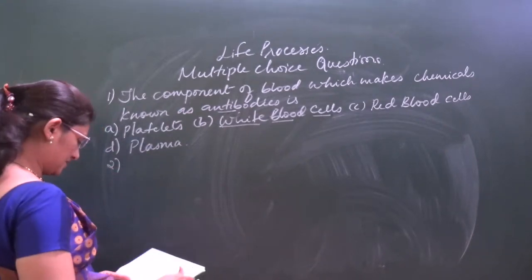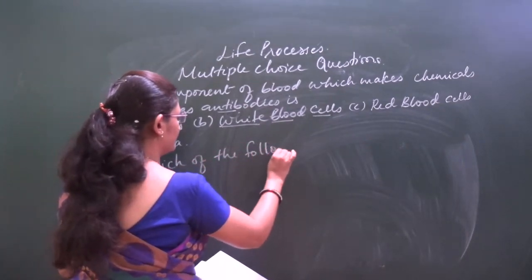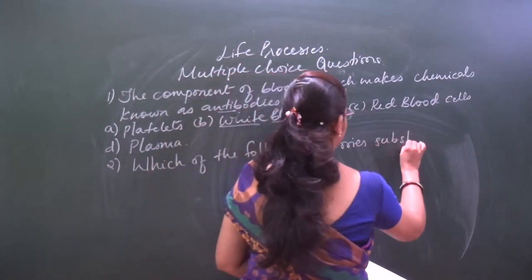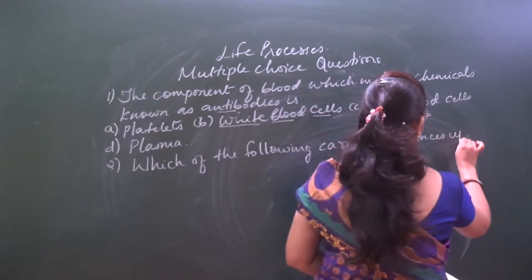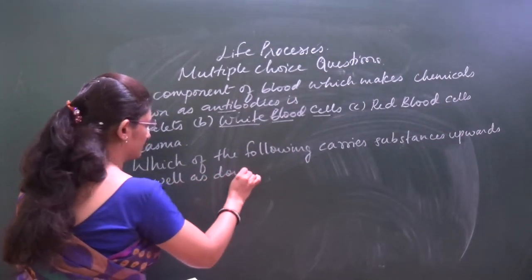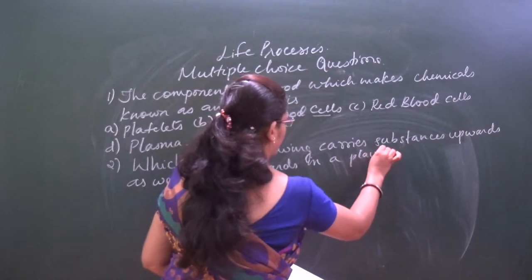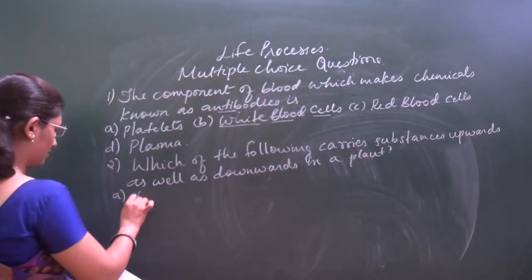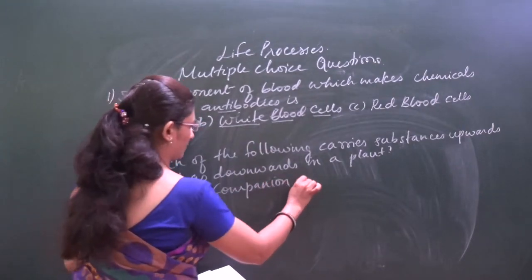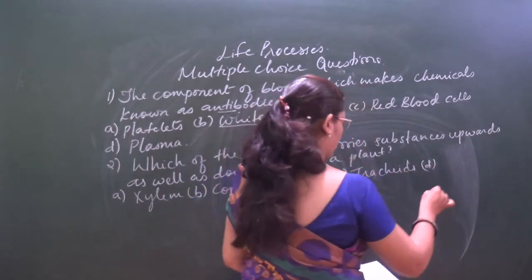The next question we come across is, which of the following carries substances upwards as well as downwards in a plant? The options given are xylem, the second option is companion cells, the third option is tracheids, and the last option is phloem.